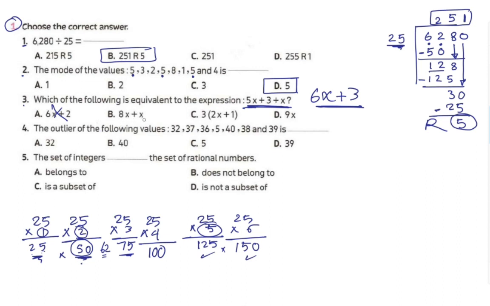8x plus x equals 9x. There is no 9x here. Now, here we have 9x. It's false. So the last expression we have here is point C, 3(2x plus 1).